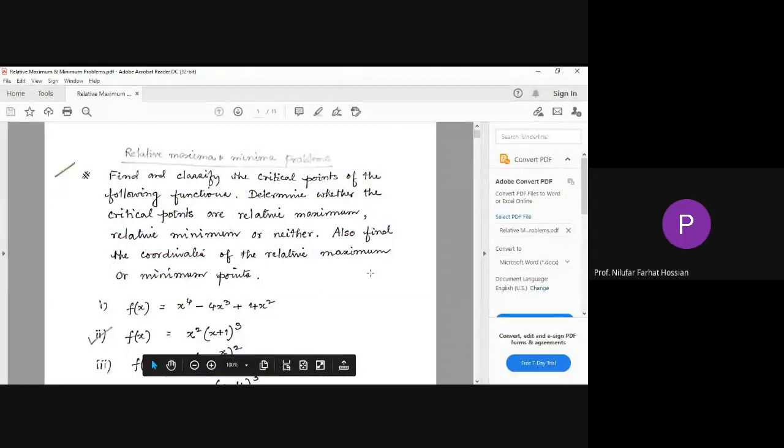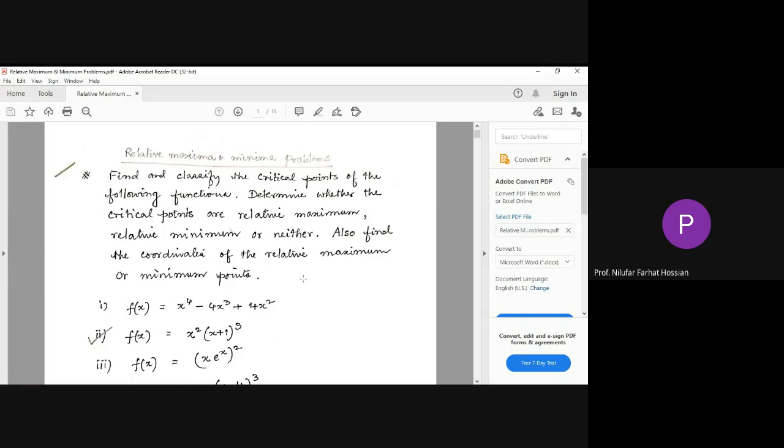Relative maxima and minima problems. So here the question is what? Find and classify the critical points of the following functions. Here the original functions are given. Determine whether the critical points are relative maximum, relative minimum or neither. Also find the coordinates of the relative maximum or minimum points.